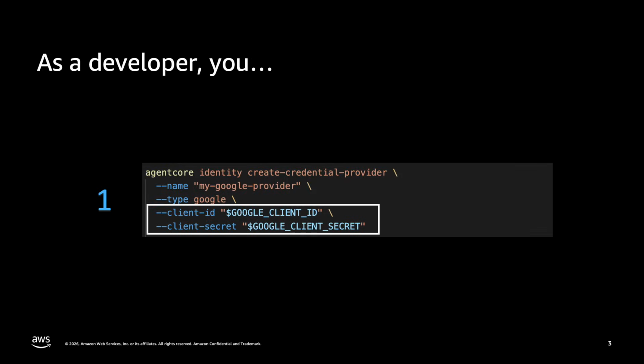As a developer, you first create a credential provider. Your agent needs tokens to access user data from external services like Google, but it should not have access to the OAuth secrets used to get them. The credential provider stores your client ID and secret securely in AWS Secrets Manager. Your agent never sees these credentials.